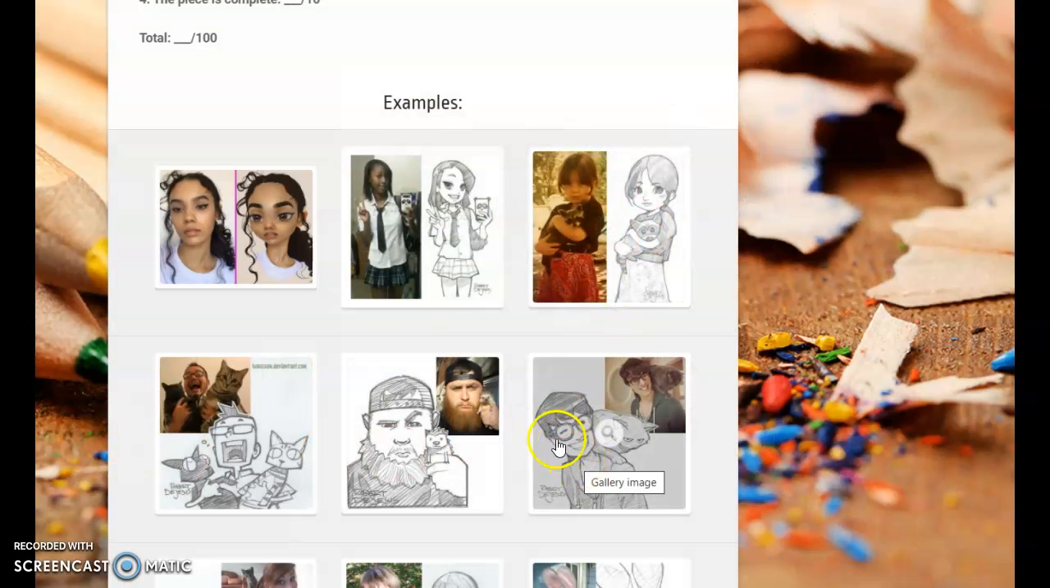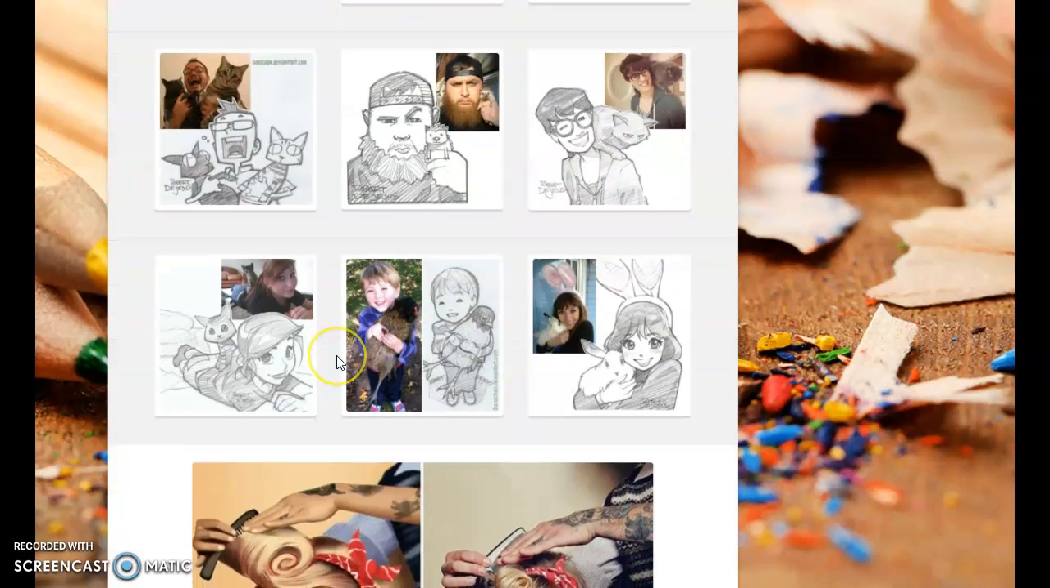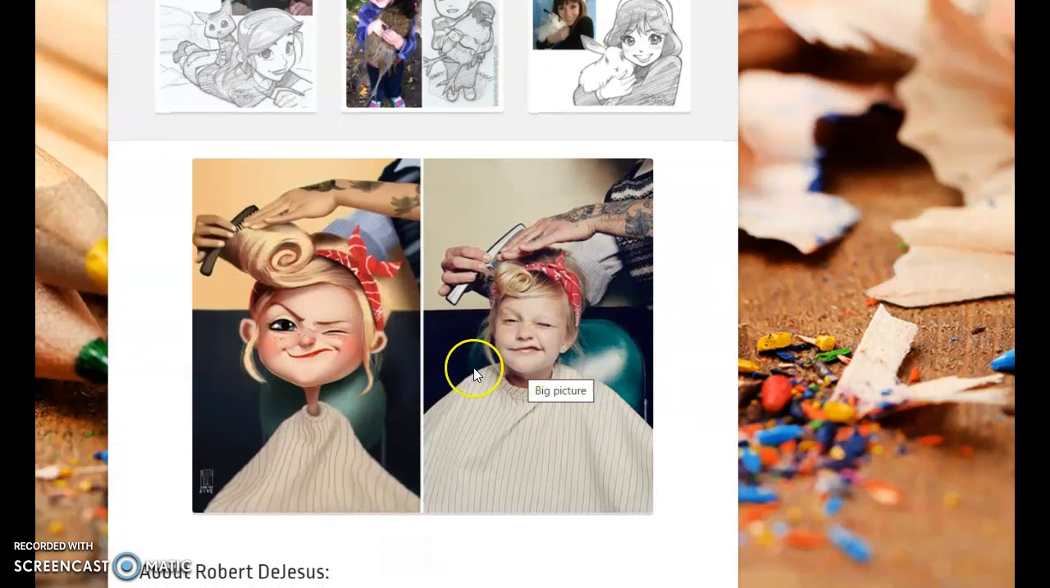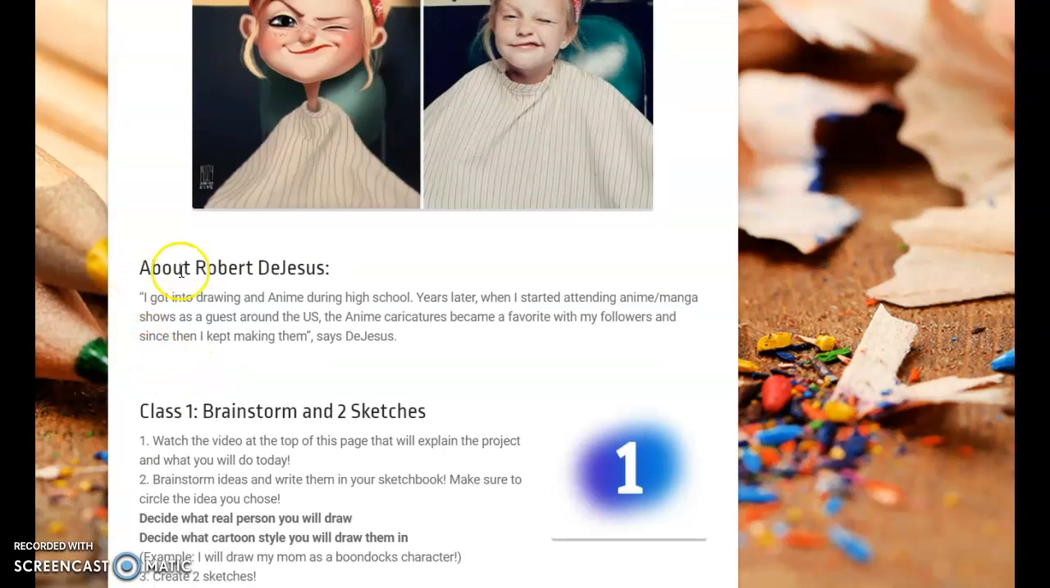But you can look at these. A lot of times he tries to find something with an animal in it. He did a lot of those, which is really neat. This is another digital piece where someone did this with the technology, with a computer. So this is about Robert DeJesus, so you guys can use this and kind of learn about that.